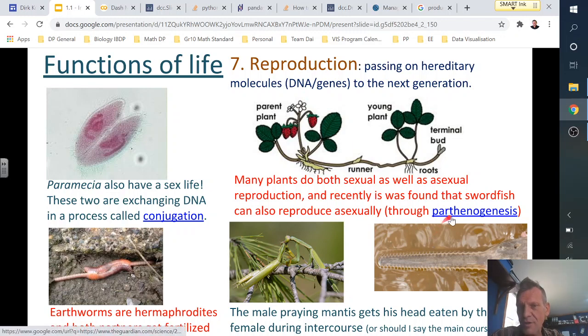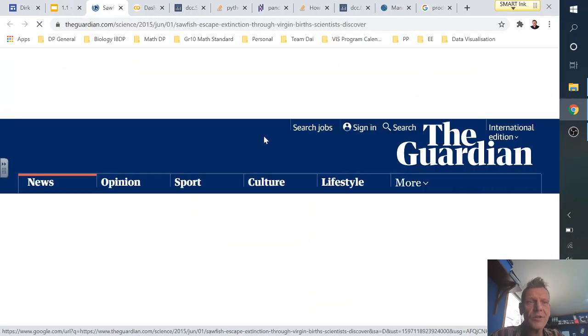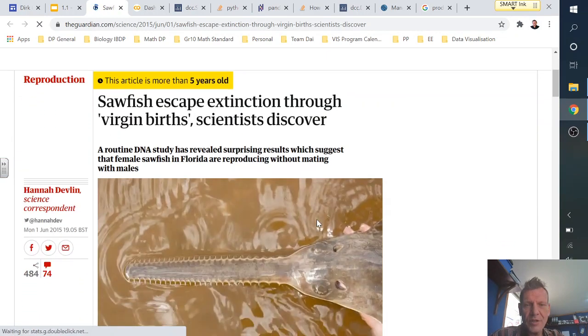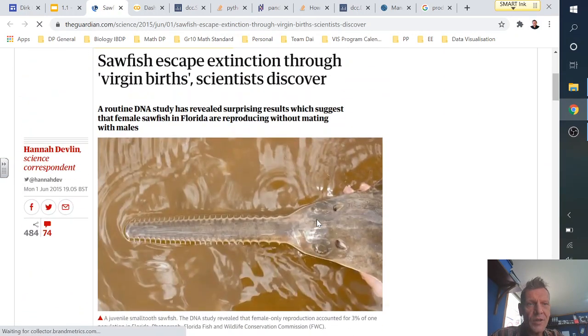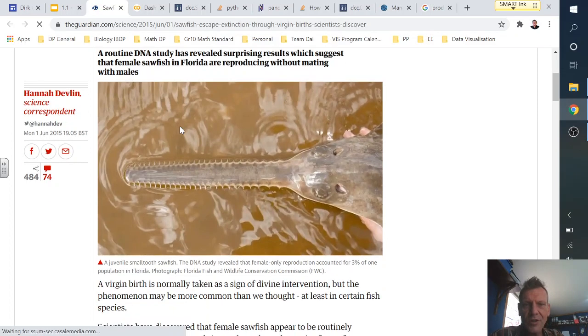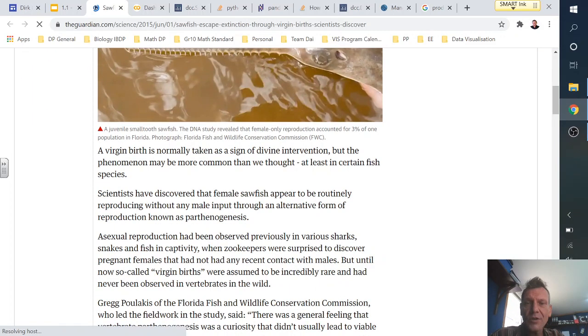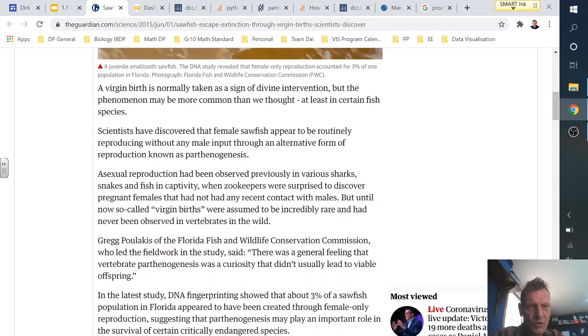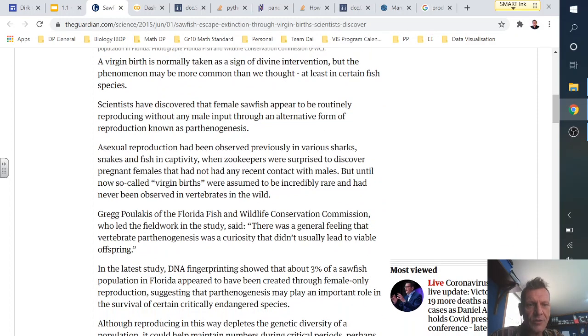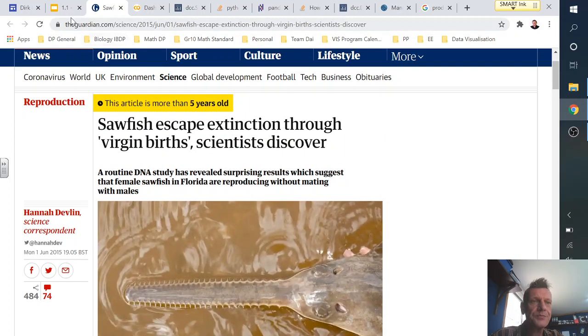There's a nice, interesting article here. Maybe you want to click on that because these are the stories that make biology so interesting. Here there is a sawfish in Florida that has been seen in the wild with offspring that carry only its own DNA and no male DNA. So it's an interesting article there to read for you.